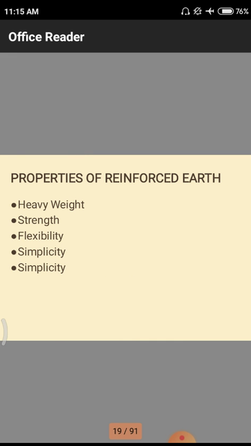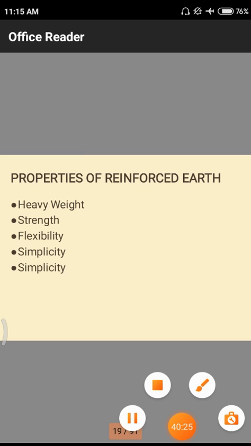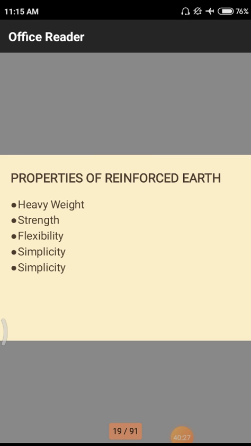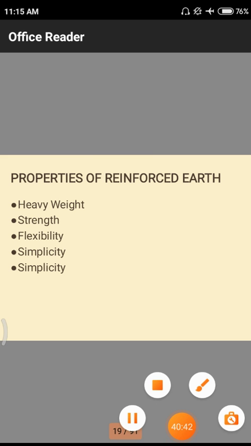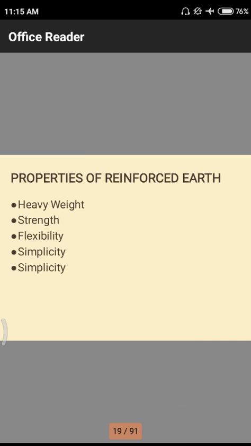Next one, properties of this reinforced earth. What are the different properties we will get after this structure? First one is unit weight, second one is the strength properties, third one is the flexibility, fourth one is simplicity. All those four things we get whenever we are constructing these reinforcing earth structures. Further topics will be explained in the next class.